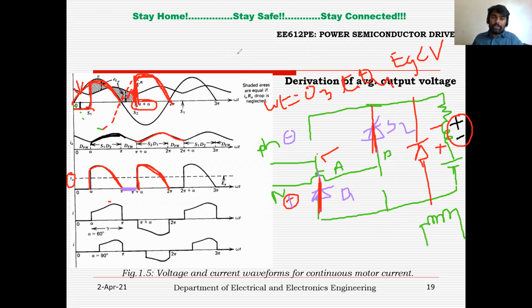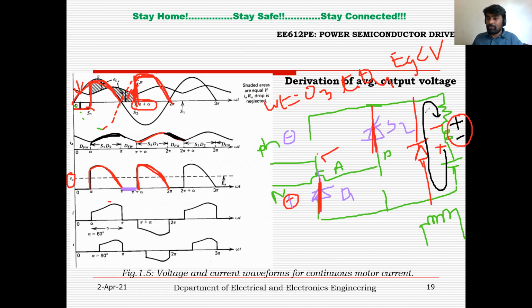Now, to get the circulating current, during this interval, positive is connected to the anode of the freewheeling diode DW. The diode will conduct and you will get the current like this. So there is a load current, which is a discharging current. That's why you can say the discharging current here.